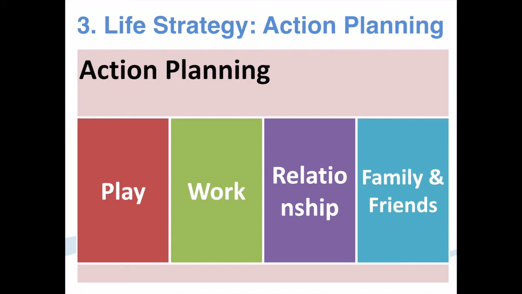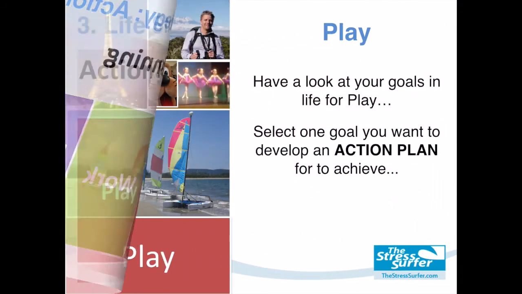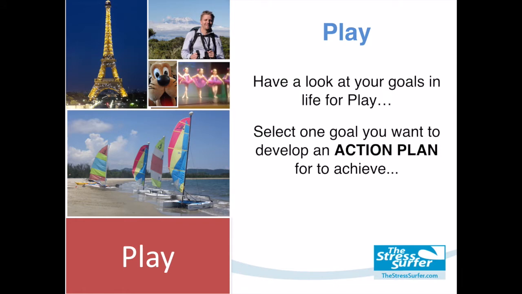Now that we've had a look at those 6 key ingredients of an effective action plan, let's start action planning in each of the 4 quadrants of our life. Firstly, let's think about play. Have a look at the goal you've identified in your life for play. Having selected that goal, let's start to develop an action plan now to achieve this.